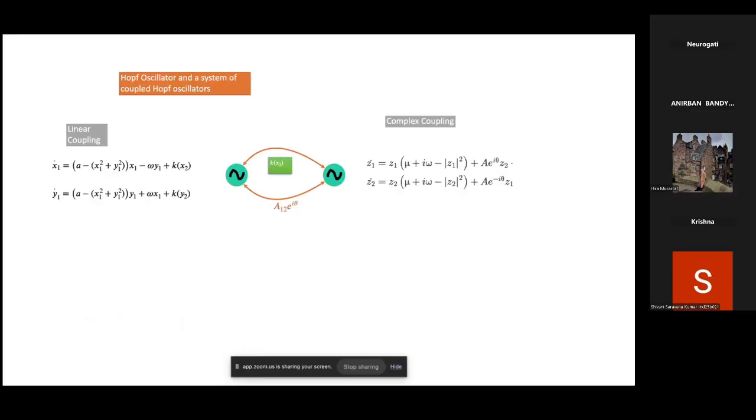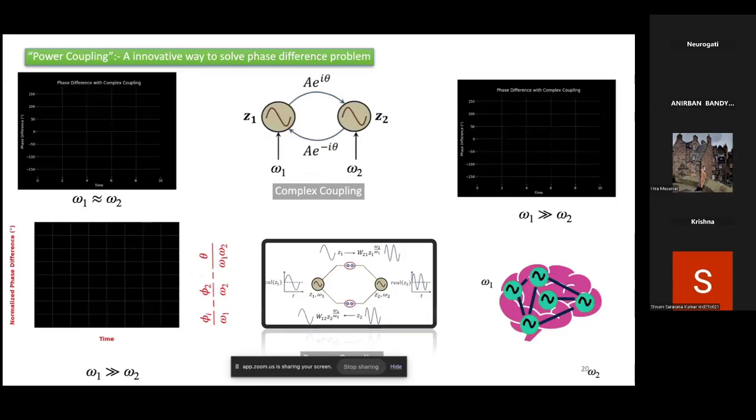This kind of system was there, but we go forward and build a slightly different kind of coupling hypothesis. We call it the power coupling. Let me explain the difference between the complex coupling and power coupling. In later talks, I think Rohan will go forward and talk a lot more about these coupling behaviors and how we can use these kinds of oscillators in machine learning algorithms.